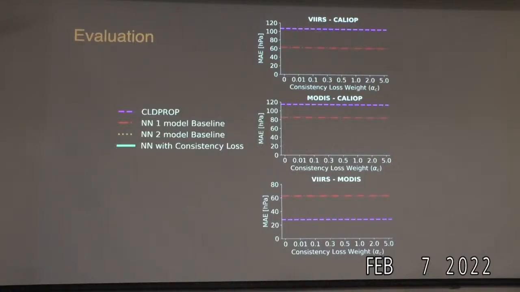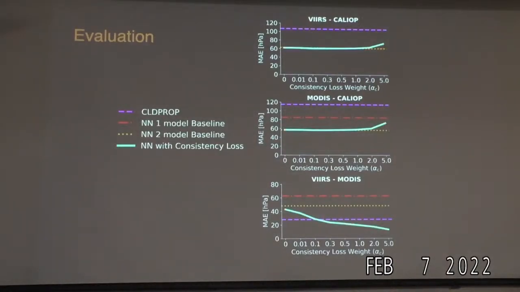We look at the one model neural network baseline. It does fantastic on VIIRS, it does great on Lotus, but its intersensor consistency is really bad, about 60 hectopascals. So we'll look at the two model baseline. Again, great on VIIRS, even better on Lotus, but its intersensor consistency still does not come close to the operational product. So we'll look at our proposed approach with the consistency loss.